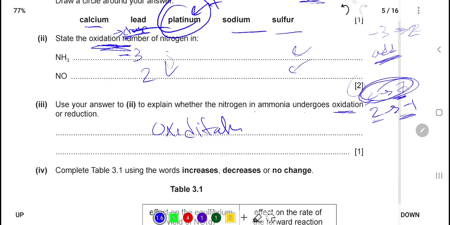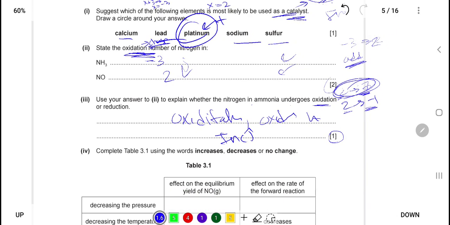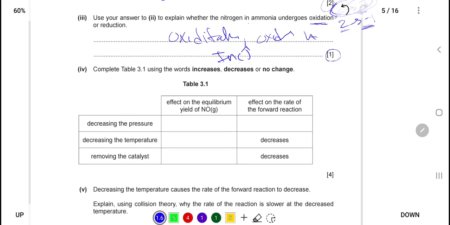Okay, and the mark scheme says oxidation and oxidation number increases. Like, I know even that there's 1 mark, okay, but even if there's 1 mark, just write everything you know about whatever you want to answer. So oxidation, then you're gonna be like, why? Because oxidation number increase, because -3 to -2 increased. Okay, so the mark scheme says oxidation, and so it's important to write the other point.